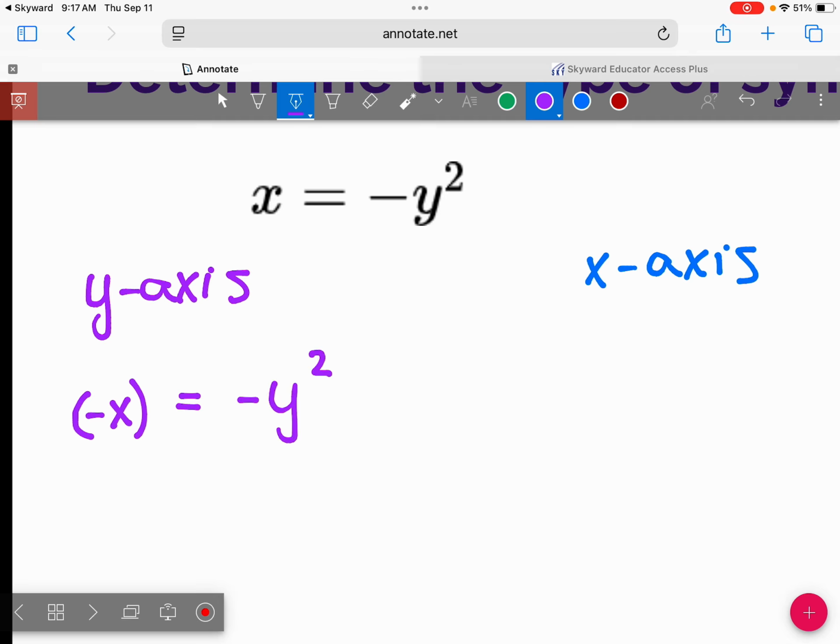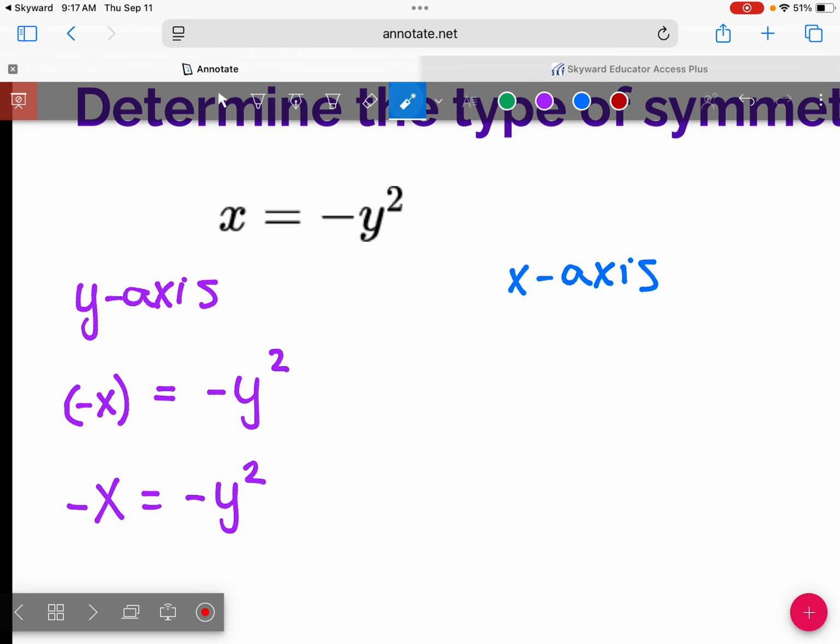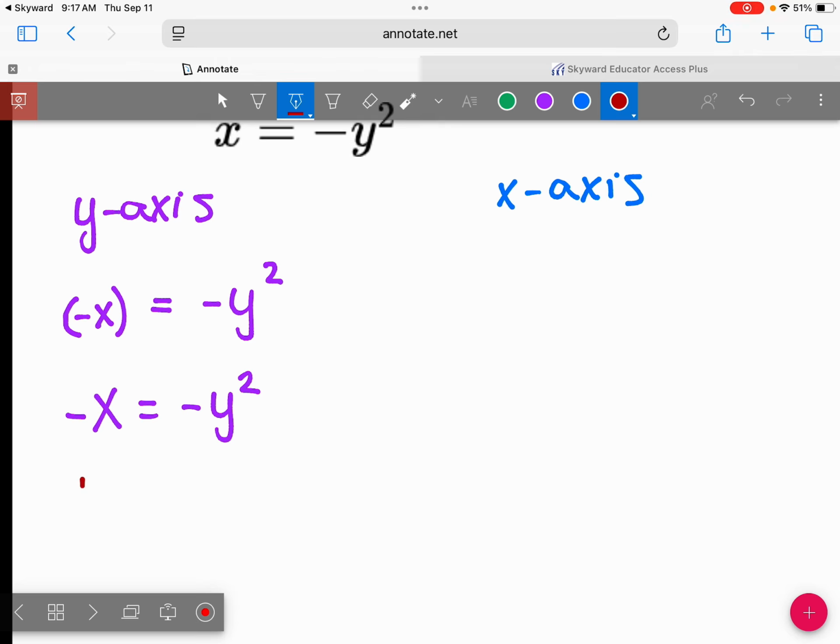and then simplify it. Those parentheses aren't doing me a dang bit of good. Nothing is happening over there. I don't have anything we need to multiply in. I don't have any powers I can put on it. That just says minus x equals minus y squared. So I replaced this x with minus x. Is this exactly the same as this? No. So this does not have y-axis symmetry. Nope. It's not the same. Doesn't count. Move on.